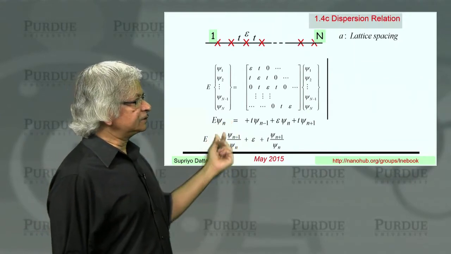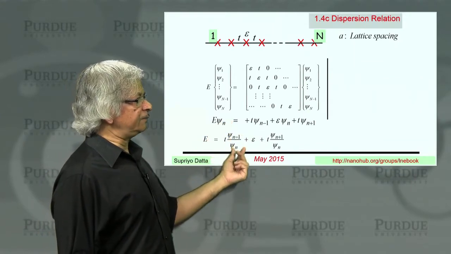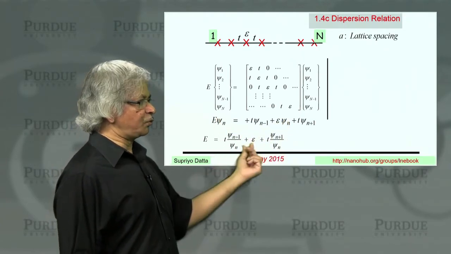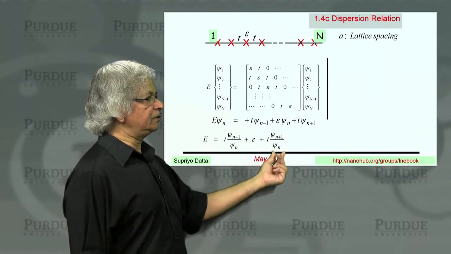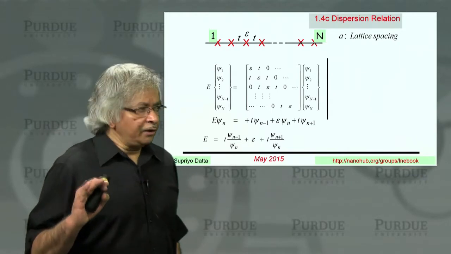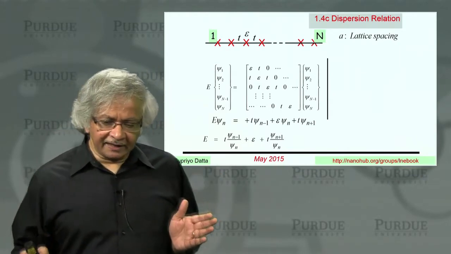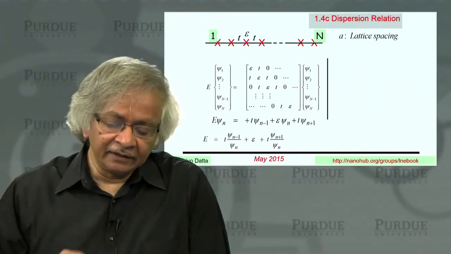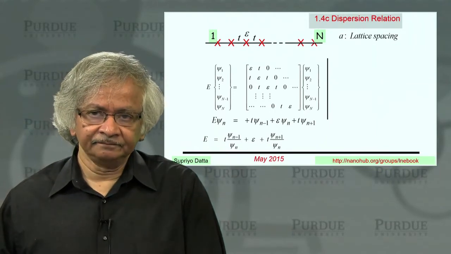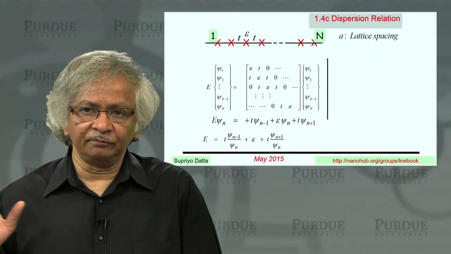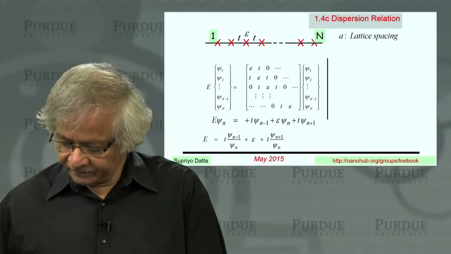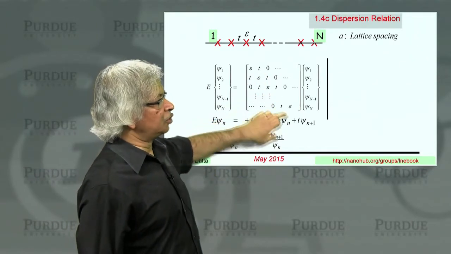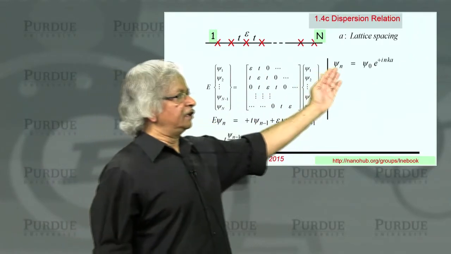Divide through by psi n. So it looks like E is equal to T psi n minus 1 over psi n plus epsilon, because psi n divided by psi n goes away, and then T psi n plus 1 over psi n. Now, the reason you can solve this analytically is that, just as we talked about in lecture 2 about differential equations, as long as the coefficient does not vary, you can write the solutions in the form of plane waves, exponential i k dot r. Here also, as long as these coefficients are the same in each row, you can write down the solution in the form of plane waves.